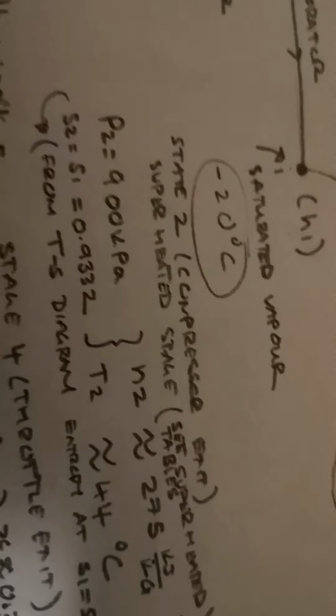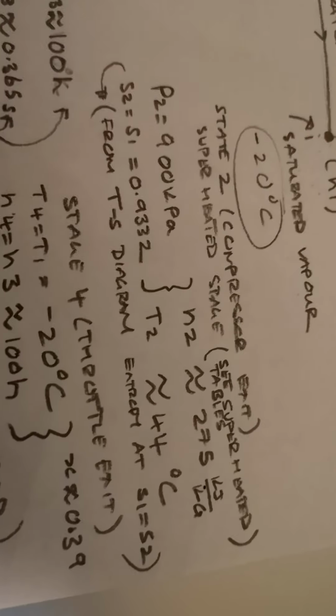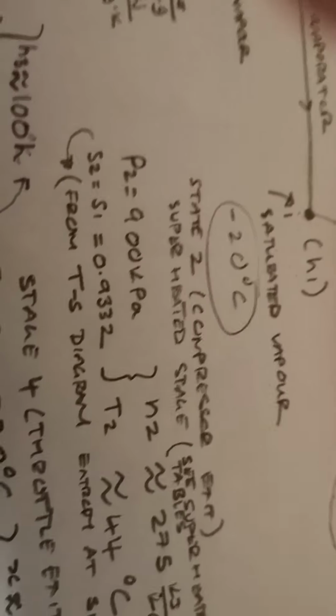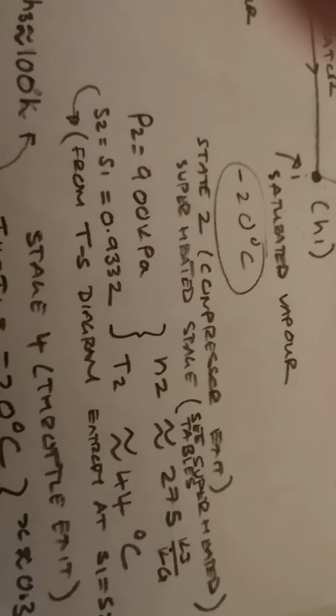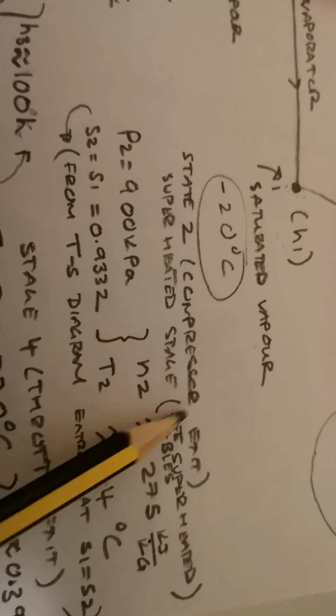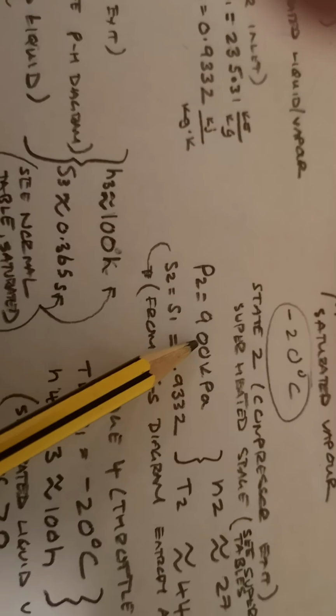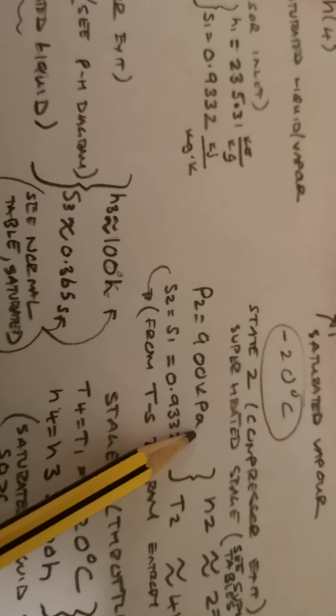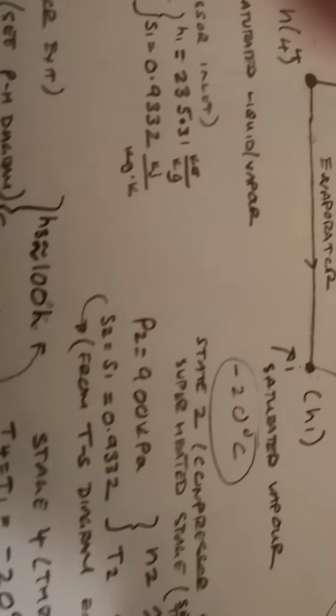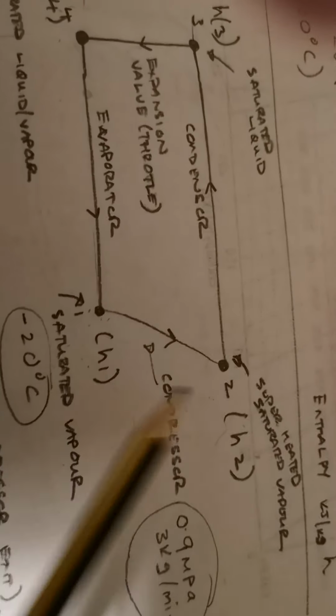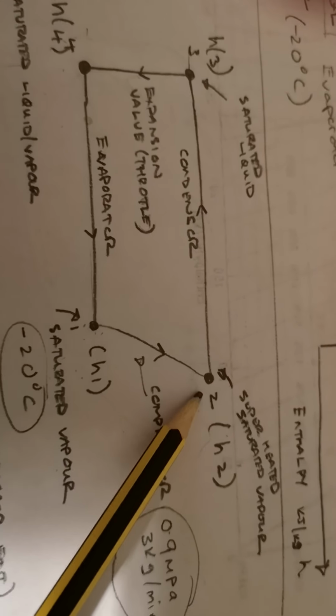Okay, now let's go to stage 2. Stage 2 says it's a superheated stage. That's when it's come out of the compressor extremely hot, because it says compressor exit. Okay, now you've got to see the superheated tables. Now P2 equals 900 kPa. We know this because P2 is where? P2 is the pressure of the compressor, which is just here. So it's going to be 900 kPa. That's what the question says as well.